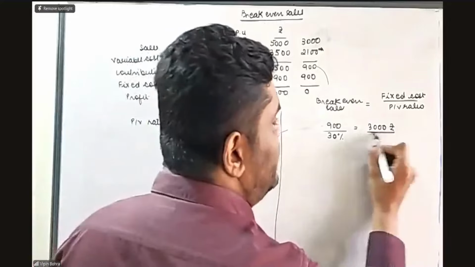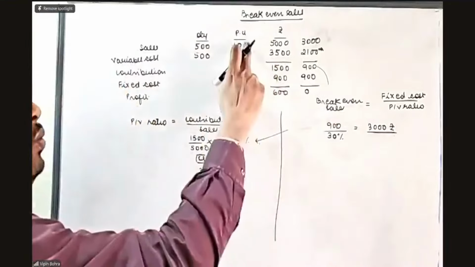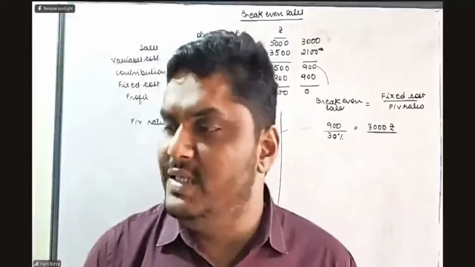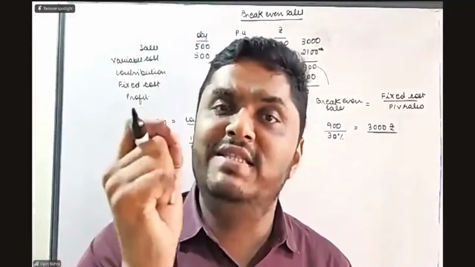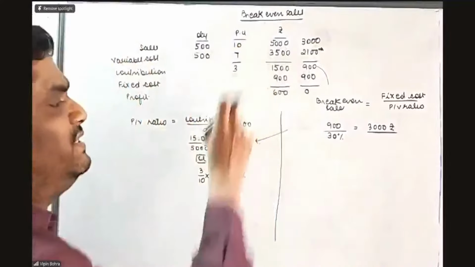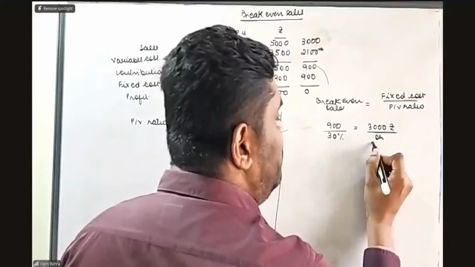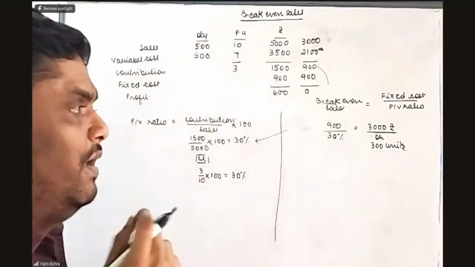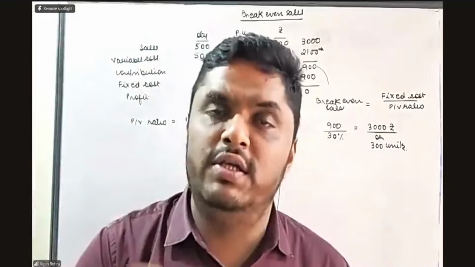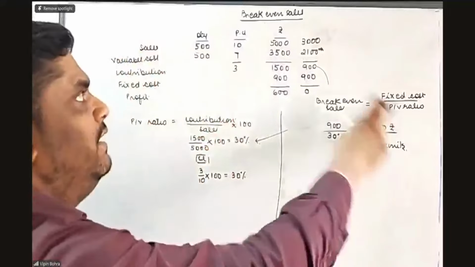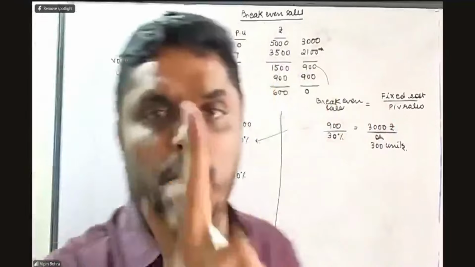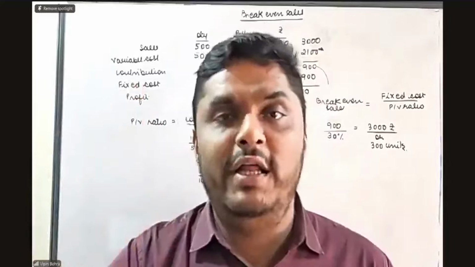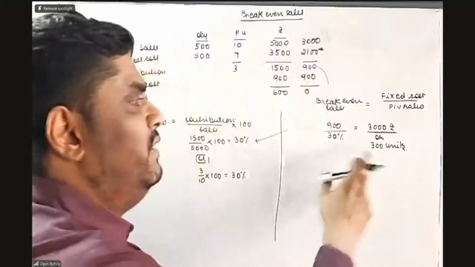Now this is 3,000 rupees and very important. One unit is sold at a price of rupees 10. The total sales in rupees is how much? 3,000 and one unit is sold at a price of rupees 10. So we can say how many units were sold? 300 units. Because see, my sales is 3,000 and the selling price per unit is rupees 10. Total sales is 3,000. One unit we are selling for 10. So how many units? 300 units.